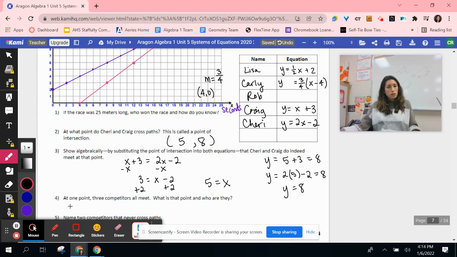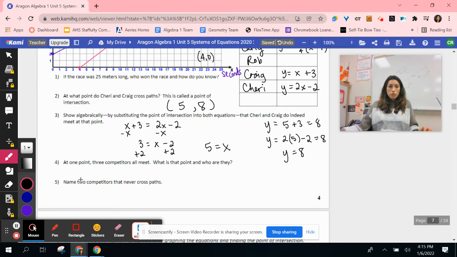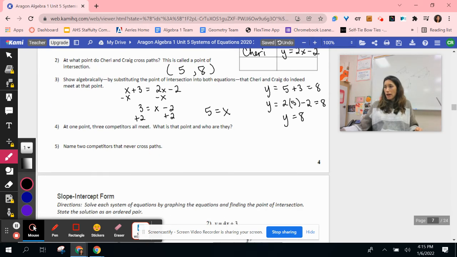At one point, three competitors all meet. So there's a point of intersection there. What is that point and who are they? So what are the three competitors? And then name two competitors that never cross paths. Okay, so your answers might vary for that. They're not crossing paths during this competition here. But eventually, if the lines keep going on forever and ever, they might intersect with each other.